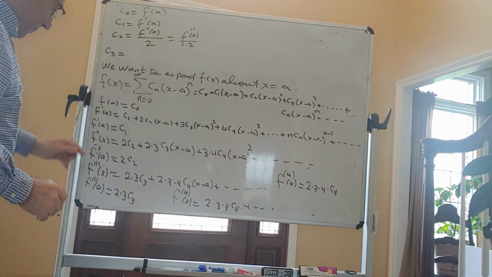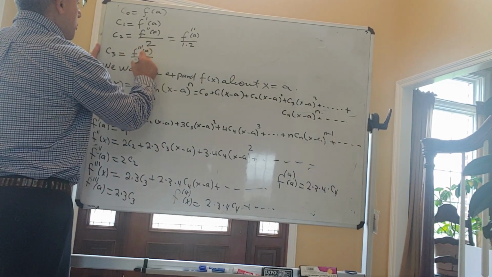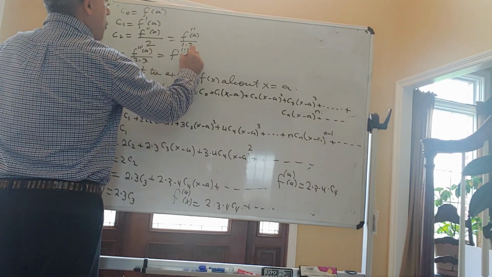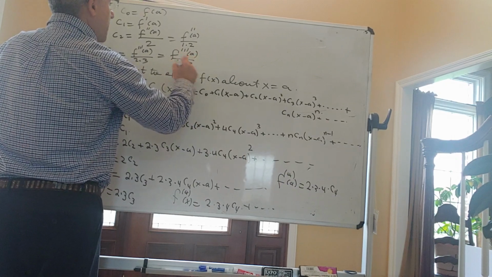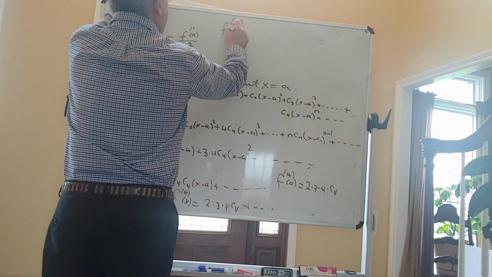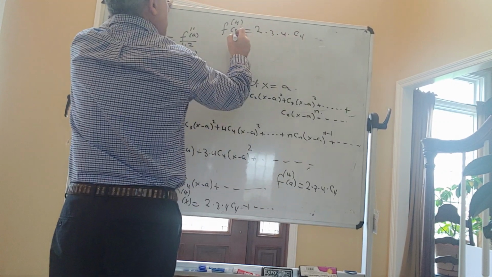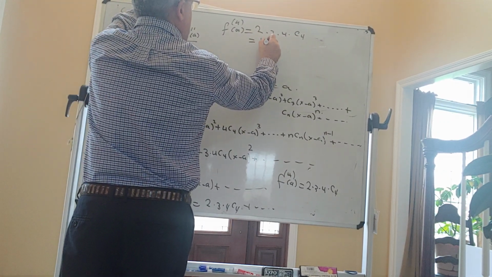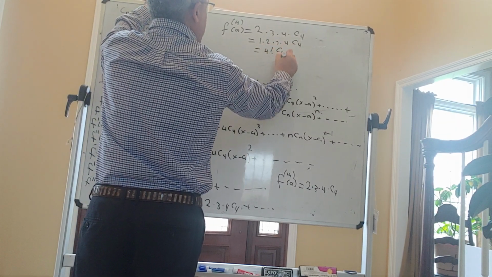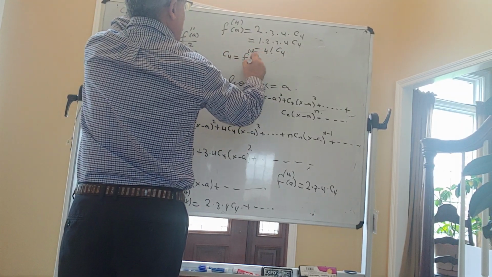c3 is f third of a over 2 times 3, and that is f third of a over 1 times 2 times 3. And let's do the last one: f4 of a is 2 times 3 times 4 times c4, and that is 1 times 2 times 3 times 4 c4, which is 4 factorial c4, and c4 is f4 of a over 4 factorial.